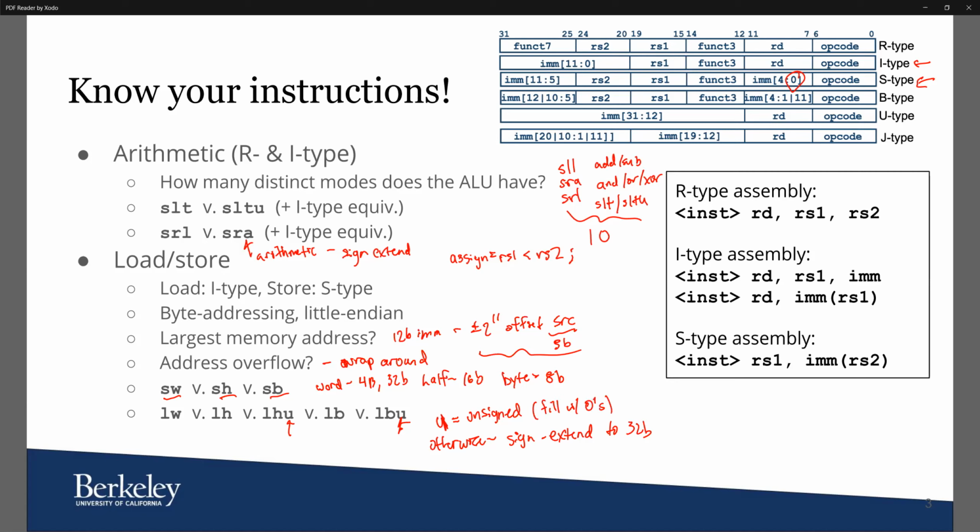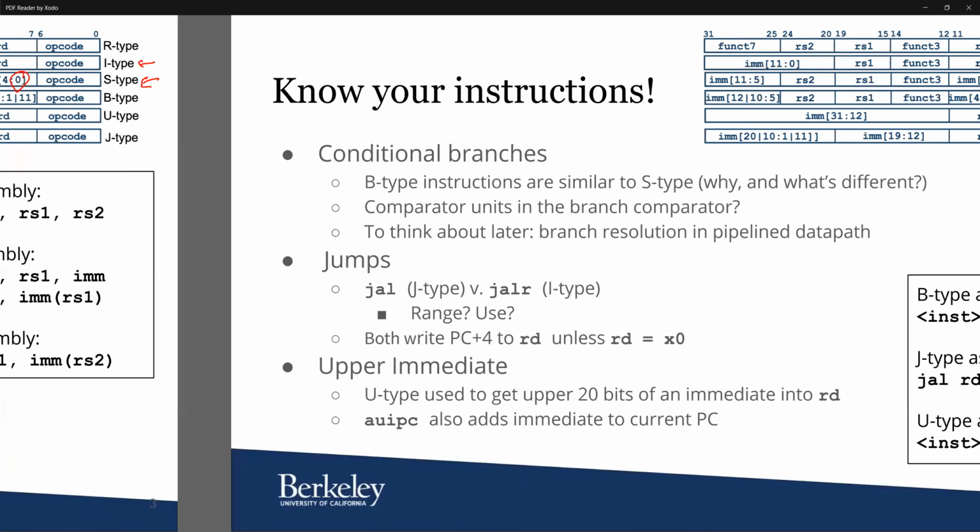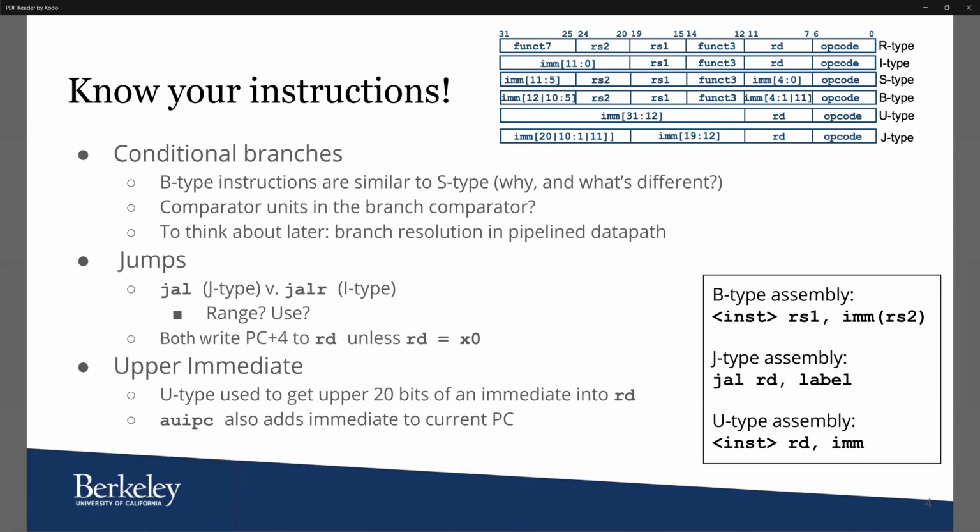Okay. Cool. All right, so these are the assembly instructions that would encode these types, as you would see in assembly code. That's just the general format that you would see it in. Okay, now we move on to conditional branches. This is a very important one. B-type instructions are very similar to S-type. Why, and what's different between the two?